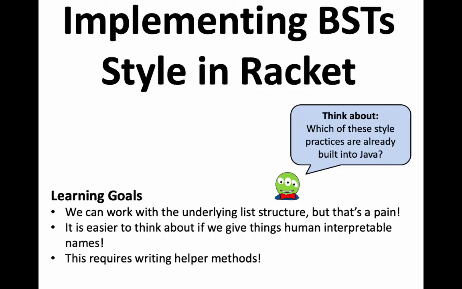Okay, here we're going to be implementing a BST in Racket, and our goal is to focus on style in Racket. In general, in computer science, we're using computers and programming languages to model things in the real world. And we've worked with Java, which has a bunch of different ways of modeling things. And there are some practices that are built into Java that we're going to try and replicate to some extent here in Racket.